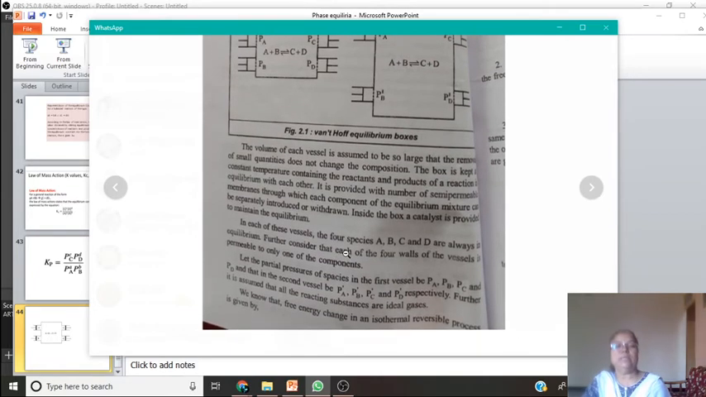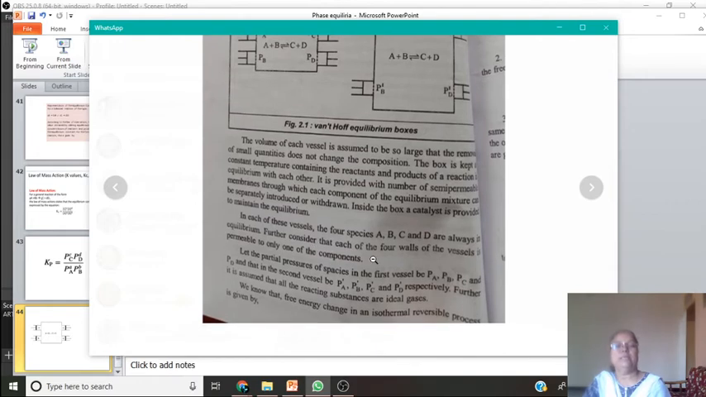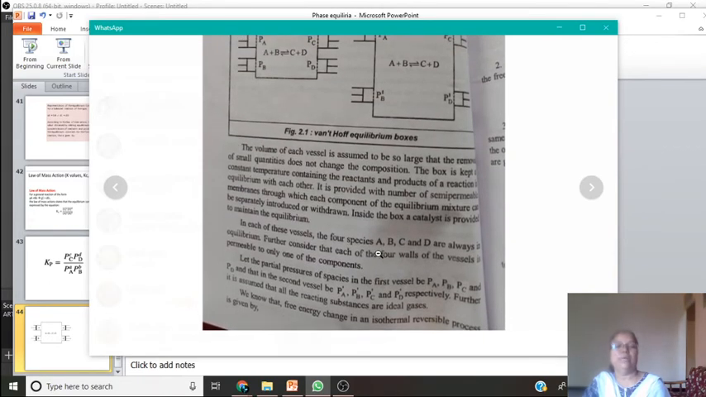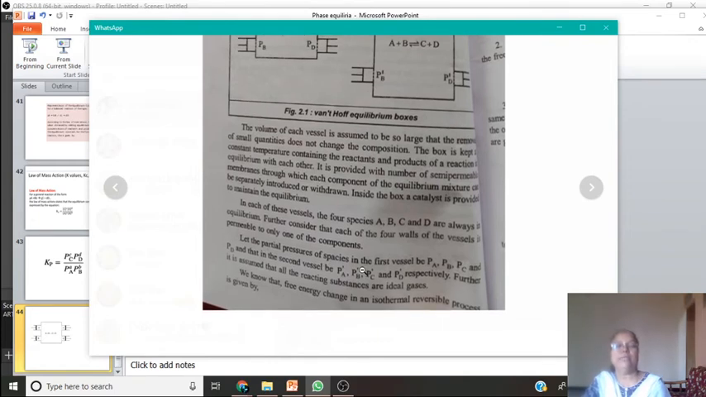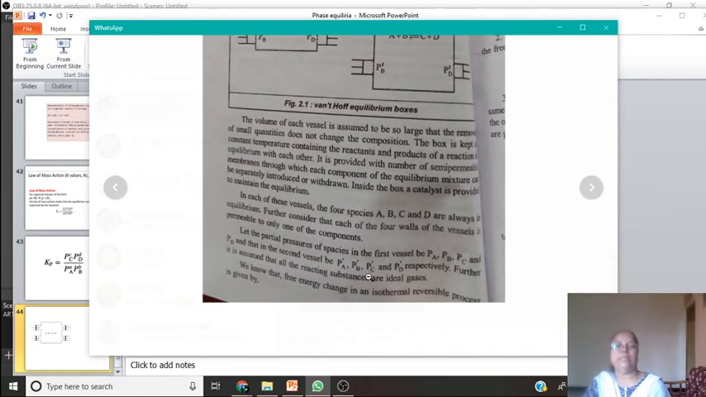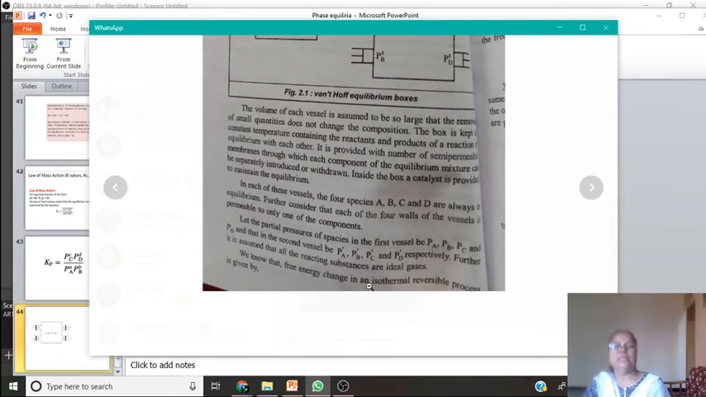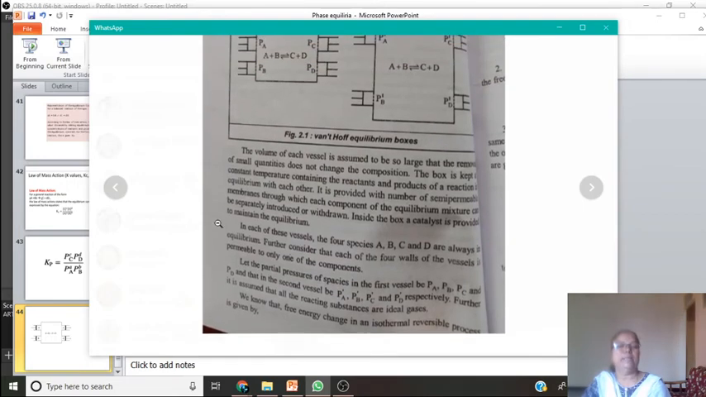In each of these vessels, the four species A, B, C, D are always in equilibrium. Further, consider that each of the four walls of the vessel is permeable to only one of the components. Let the partial pressures of each species in the first vessel be PA, PB, PC and PD, and those in the second vessel be P dash A, P dash B, P dash C and P dash D respectively. Further, it is assumed that all the reacting substances are ideal gases. And we know the free energy change in isothermal reversible processes is given by this.